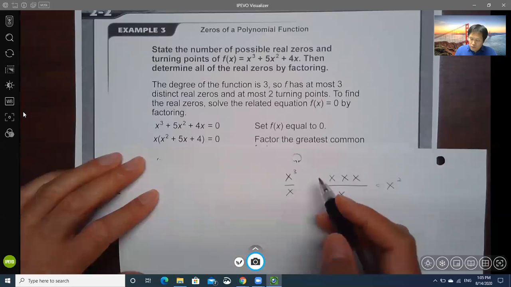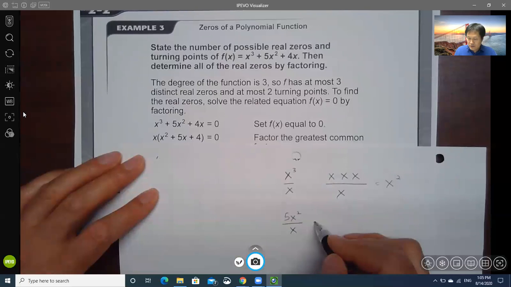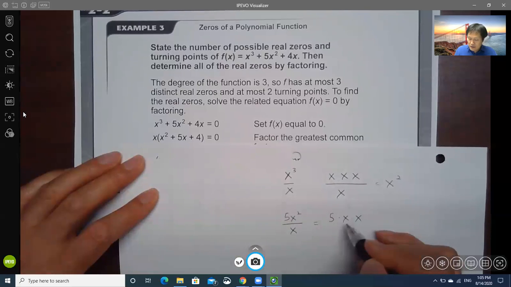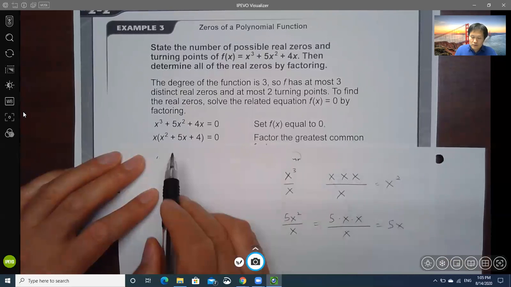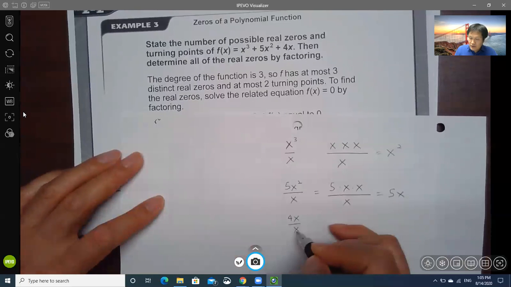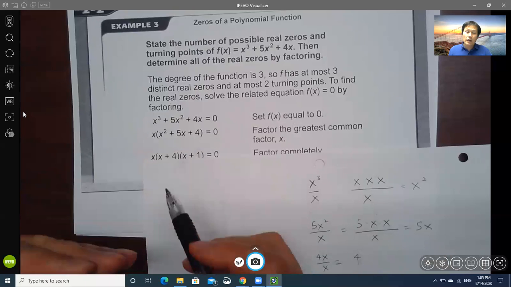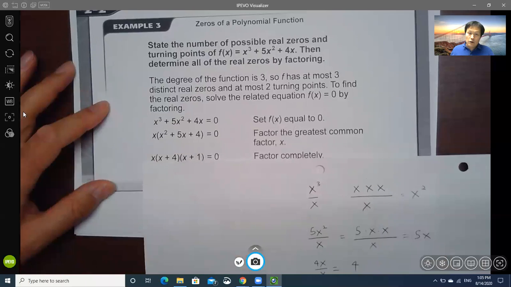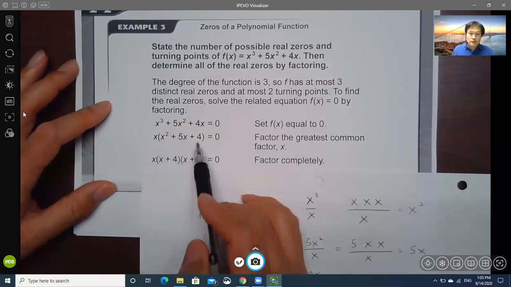5x squared, factoring x out means dividing by x. You've got 5 times x divided by x, the x cancels out, and you're left with 5x. 4x here, same thing. Factoring out x means divide by x, and you end up with a 4. That's what I meant by taking a GCF out, the greatest common factor, x, from here, and that's this.